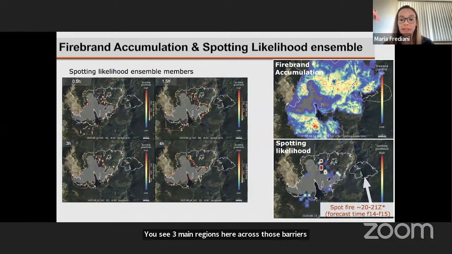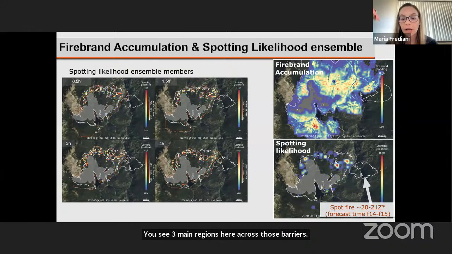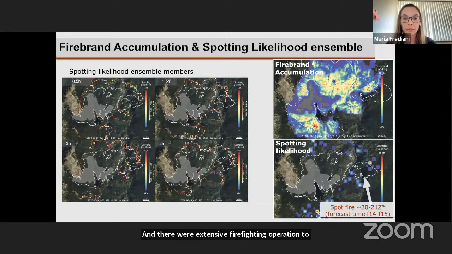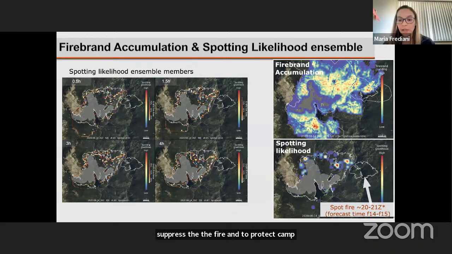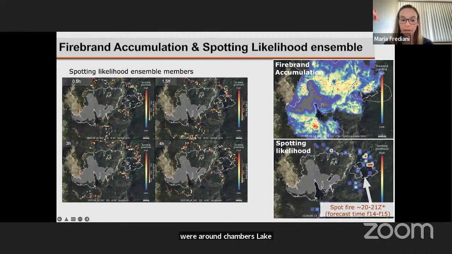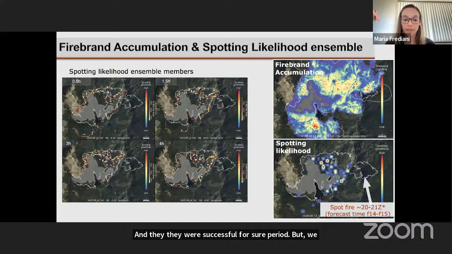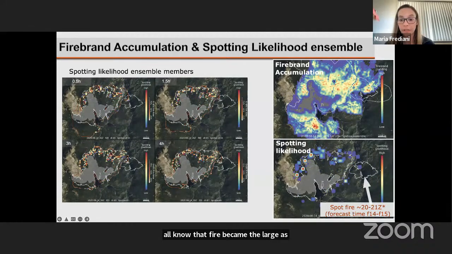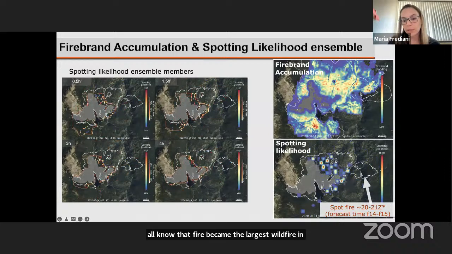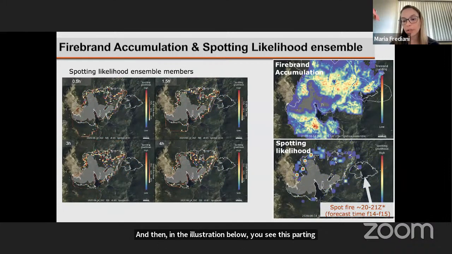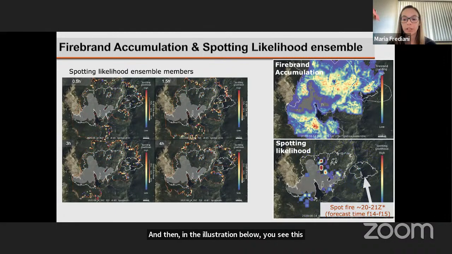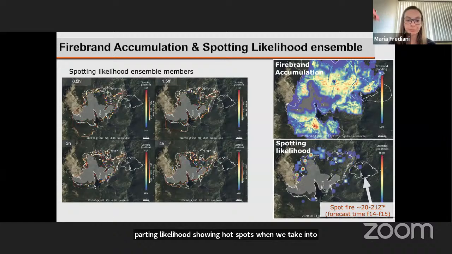There were extensive firefighting operations to suppress the fire and to protect campgrounds around Chambers Lake. They were successful for a short period, but we all know that fire became the largest wildfire in Colorado history. And then in the illustration below, you see the spotting likelihood showing hotspots when we take into account the surface fuel in the locations where firebrands land.